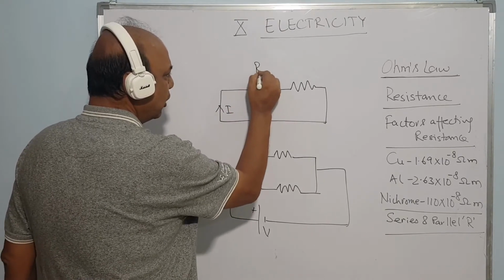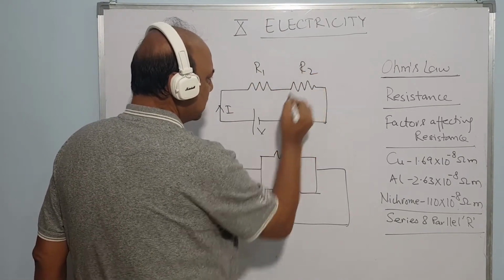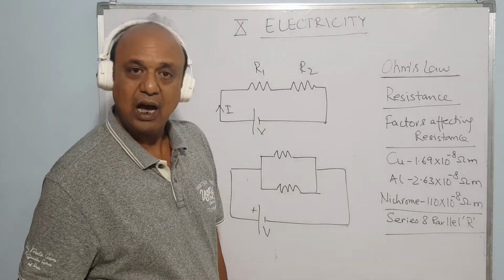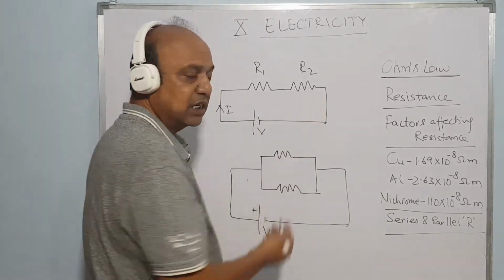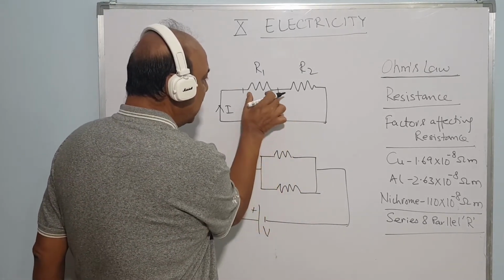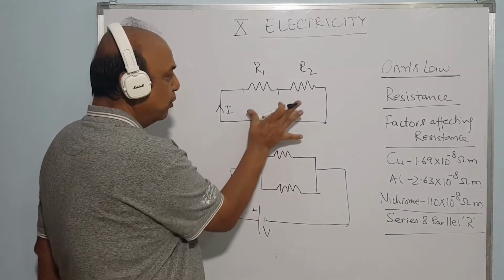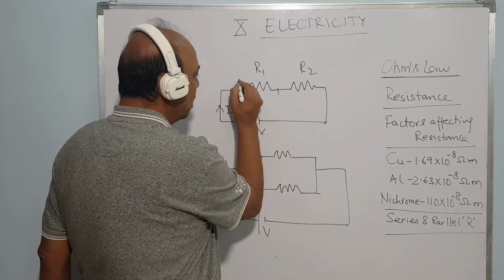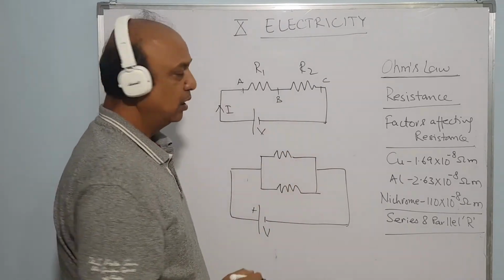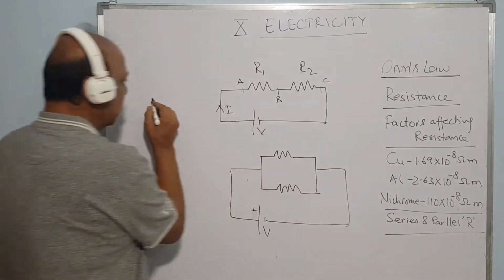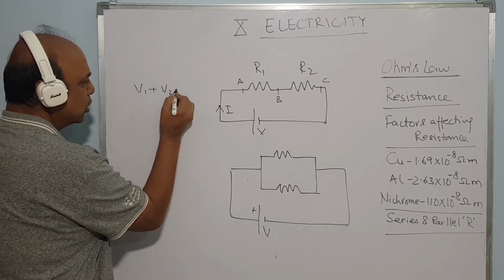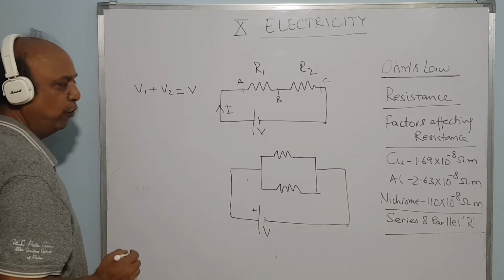What is the current flowing through the first resistance? Let me call this R1 and R2. Current flowing through the first resistance is I only, and through the second resistance also is I. The potential difference here is not the potential difference here, because the potential difference V is across A and C, not A and B. So, if the potential difference across AB is V1 and BC is V2, then V1 plus V2 is equal to V.